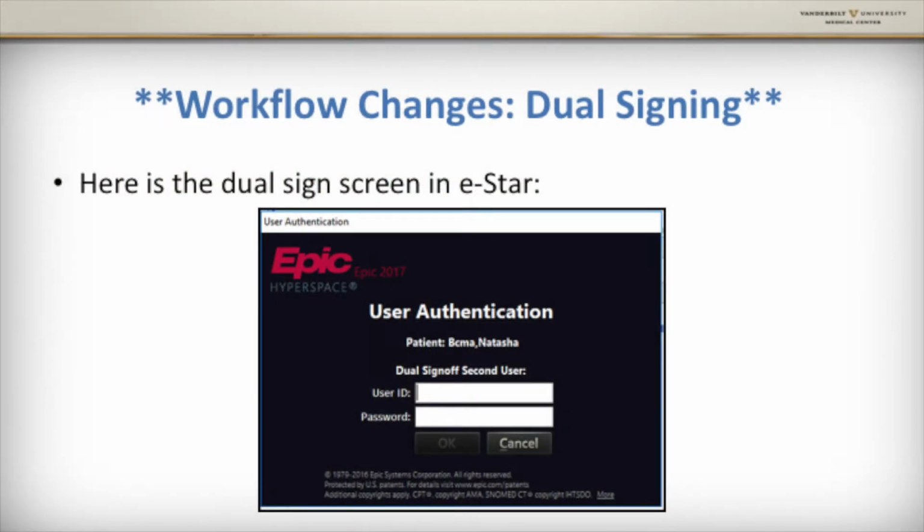This is what the dual sign screen looks like in eStar. You will simply need to enter your VUNITE ID and password.